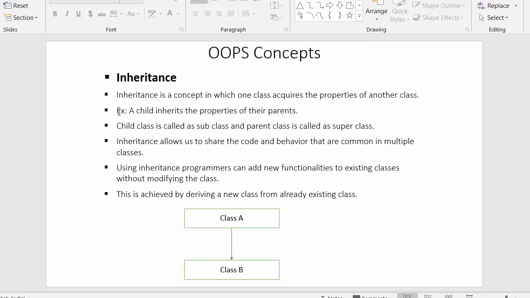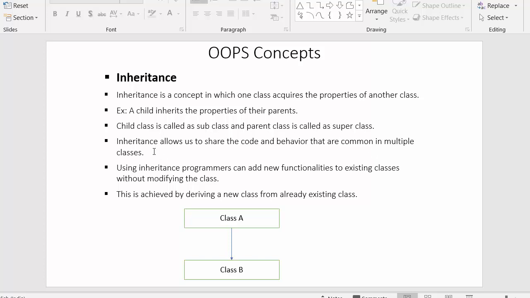Okay, so now let us see an example. A child inherits the properties of their parents. If you look at the example of the real world, a child will have some attributes of their parents. So the child inherits the properties of their parents. Now the child class becomes the subclass, and the parent class becomes the superclass.